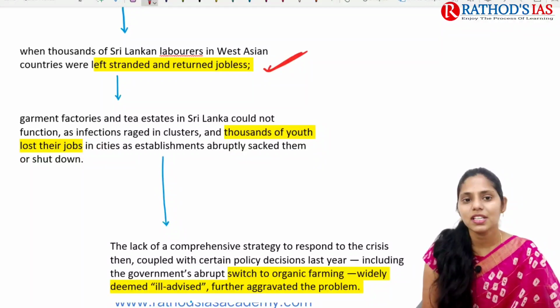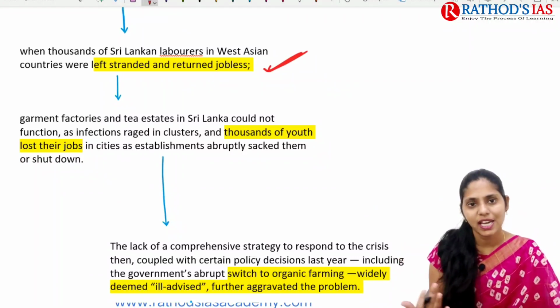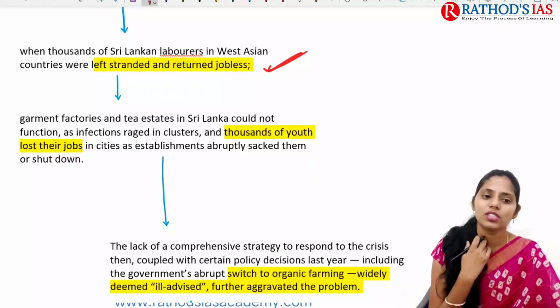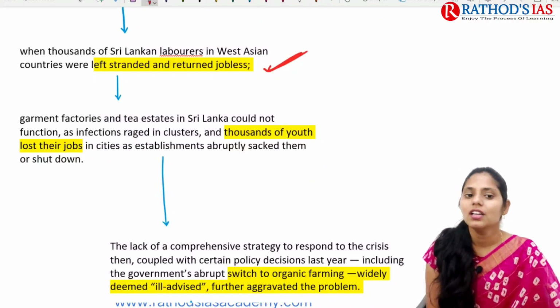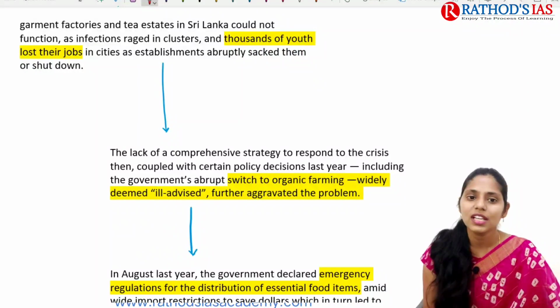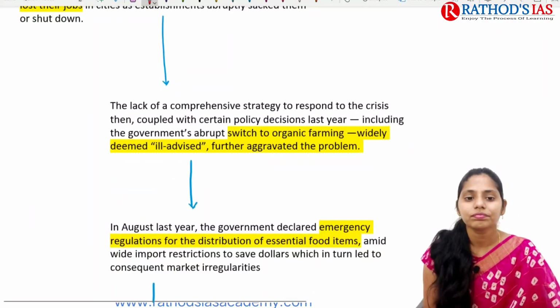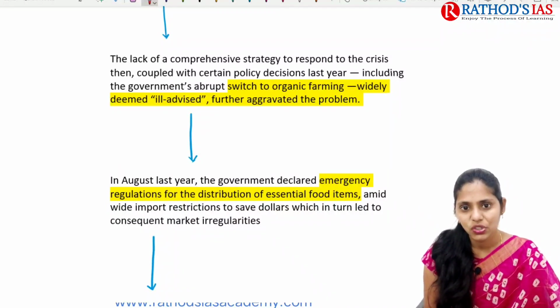So what happened at present in Sri Lanka? Sri Lankan laborers were left stranded in West Asian countries, and after that, they started returning to Sri Lanka. And even many garment factories and tea estates in Sri Lanka could not function. And the infection rate is very, very high in Sri Lanka. And thousands of youth lost their jobs in their cities, right? And there is a lack of comprehensive strategy to respond to the crisis, which is mainly seen in Sri Lanka.